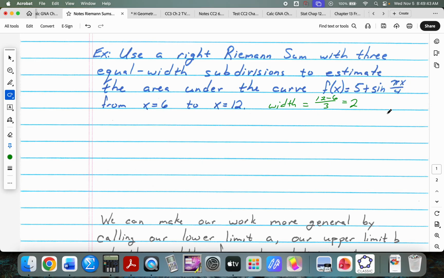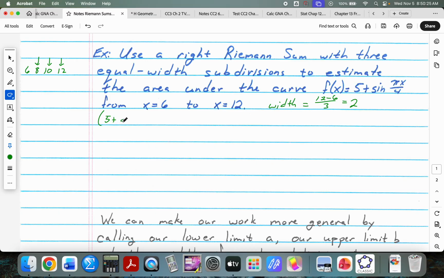So what that means is that if we're using a right-hand Riemann sum, my subdivisions go 6 to 8, 8 to 10, 10 to 12, but we're using the right side each time, so we're only using those. So in order to find the area under that rectangle, we need to know the width, which we do, and the height, which will be the value of the function at each of these 3 points, 8, 10, and 12.